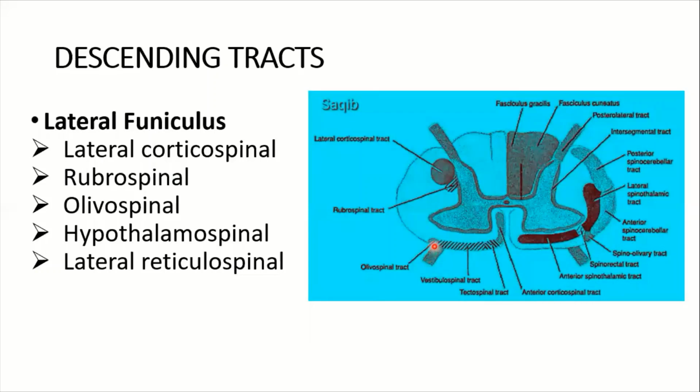Here it is. And then is the hypothalamospinal tract, and then is the lateral reticulospinal tract. Some are labeled, some are not. The labeled ones are the important ones, like the lateral corticospinal tract and the rubrospinal tract, and the third one is the olivospinal tract. These three are important, and they'll be discussed in the subsequent lectures coming very soon now.